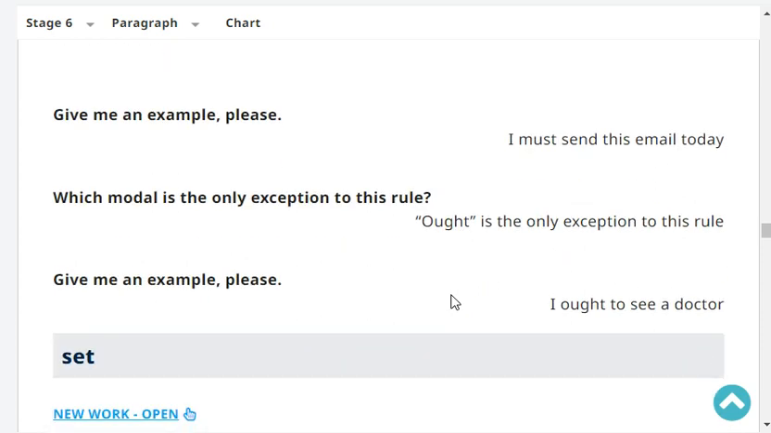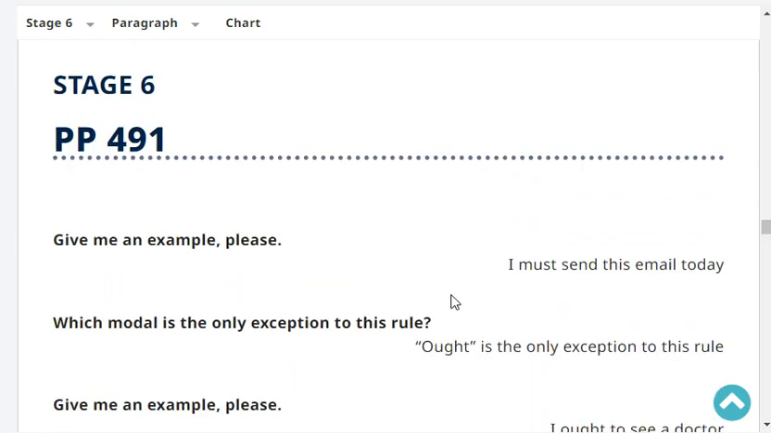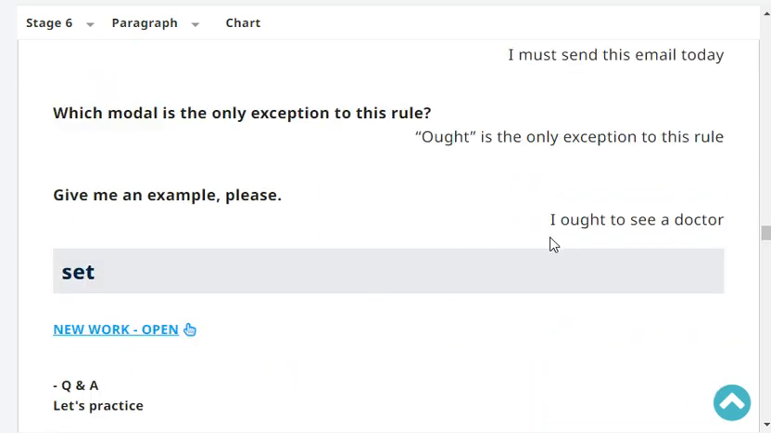Which modal is the only exception to this rule? Ought is the only exception to this rule. Give me an example, please. I ought to see a doctor.